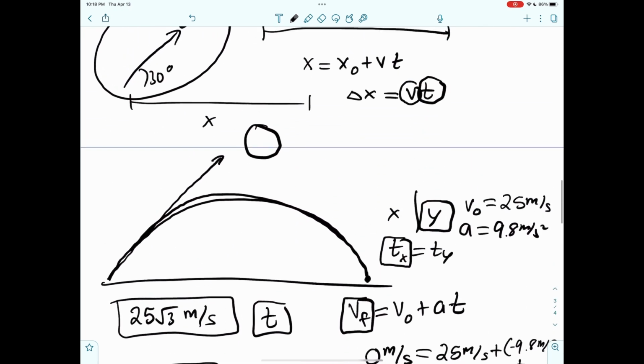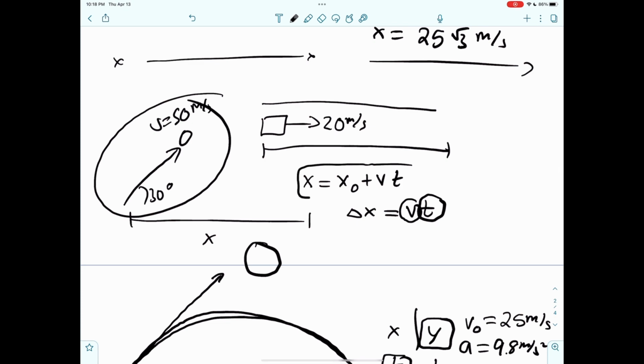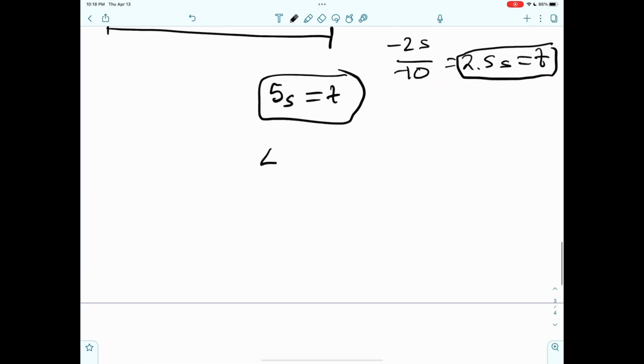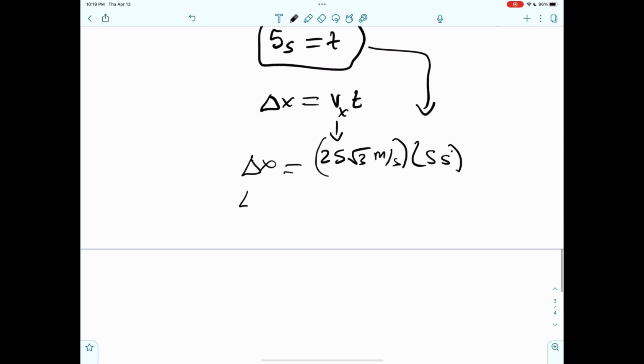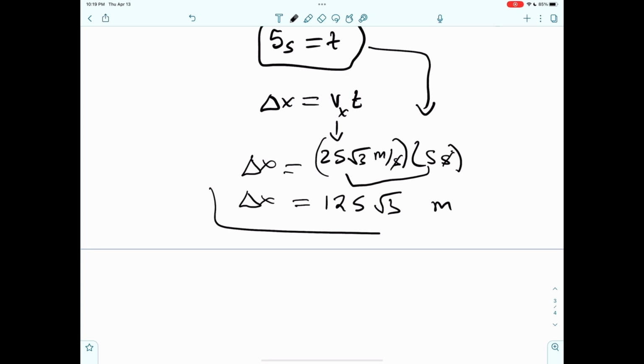Now that we've solved for the time, we can go back to our initial formula: the change in x, or the distance it travels, is equal to velocity times time, or velocity in the x direction. This was 25 root 3 meters per second. And the time, as we solved over here, is 5 seconds. So we can multiply these to get the change in x. The seconds cancel, so you get meters. 5 times 25 times root 3 is 125 root 3 meters.